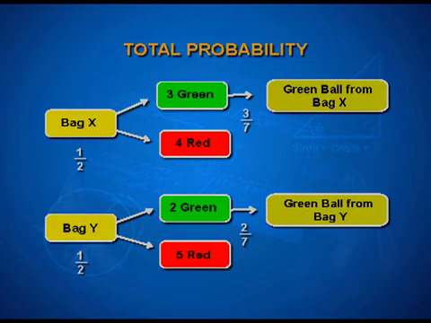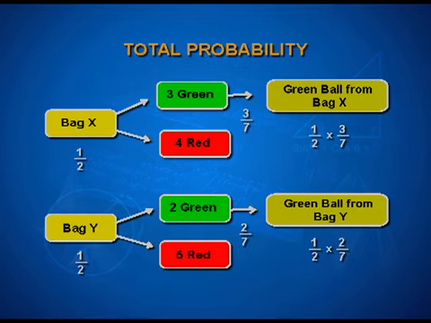What we have learned earlier is something called the multiplication theorem, which tells us that the probability of a green ball from bag X is the same as the product of the probability of bag X and the probability of green, given that the bag X has been selected. So, it is half into 3 by 7. Similarly, green from bag Y is half into 2 by 7.